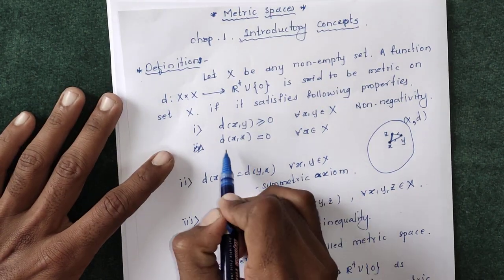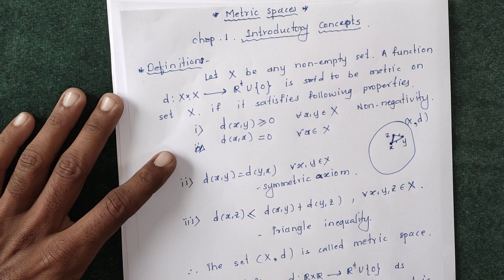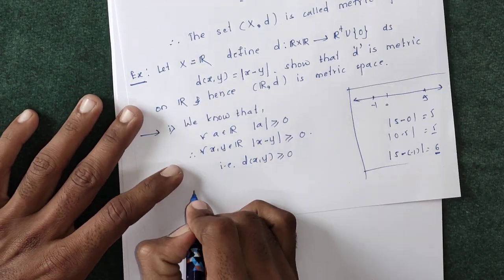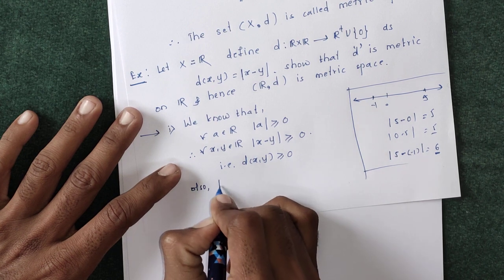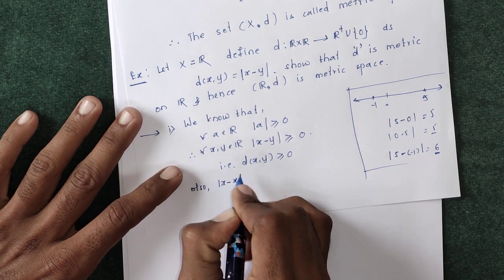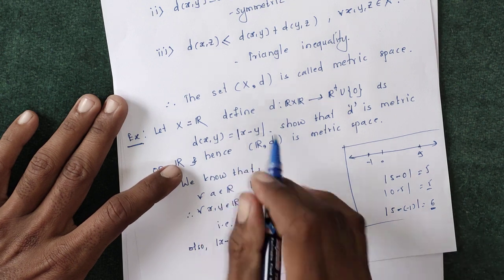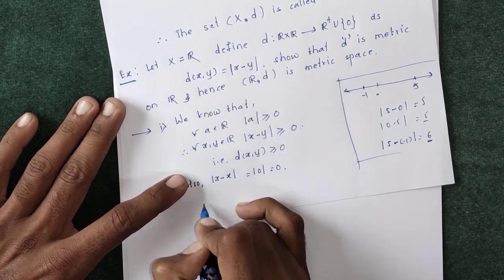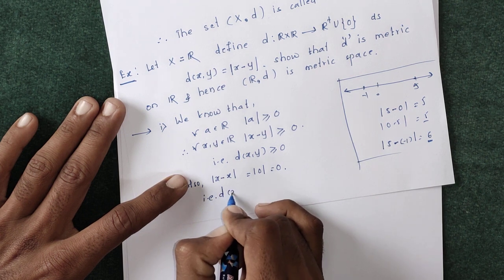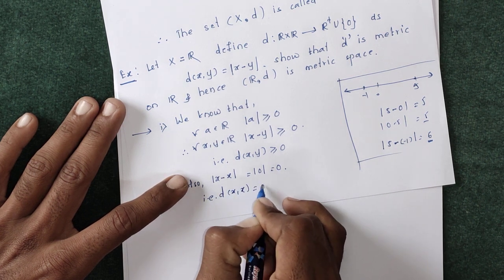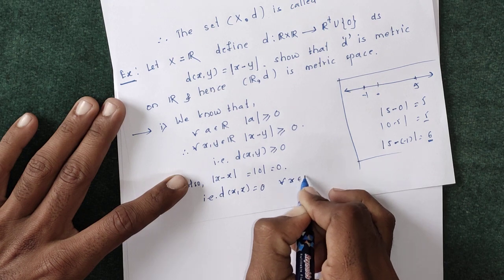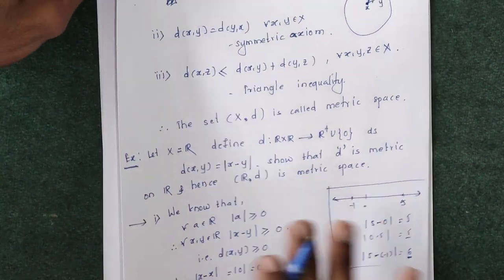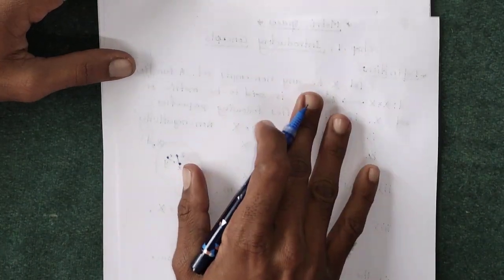Also we have to show that the distance between x and x, the distance of any number with that number, is 0. We know that distance of x, x is mod x minus x, which is mod of 0, and modulus of 0 is 0. That is, distance of x with x is equal to 0 for all x belongs to R. Hence the non-negativity property is satisfied. Now we will show the second property.